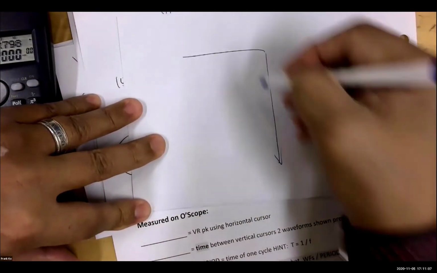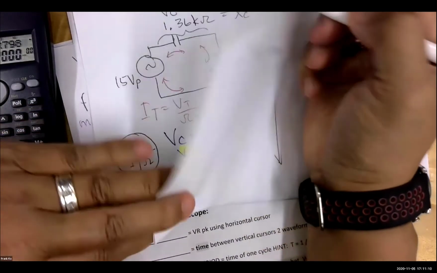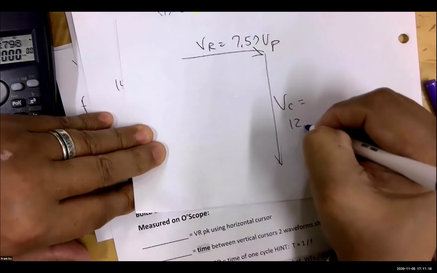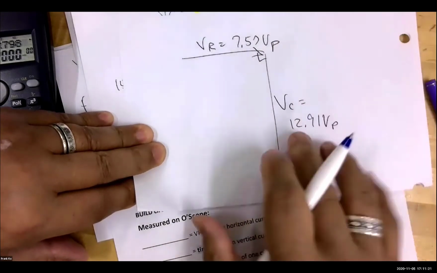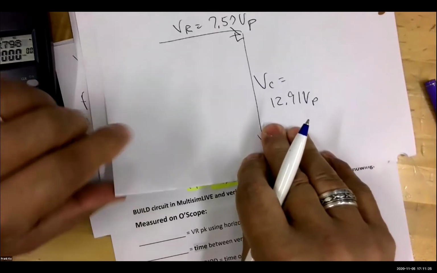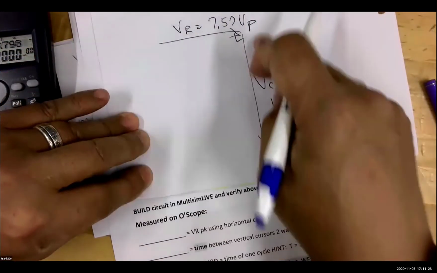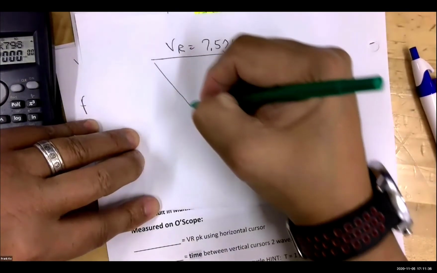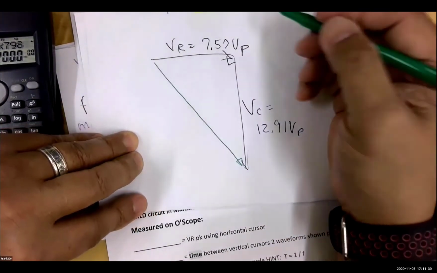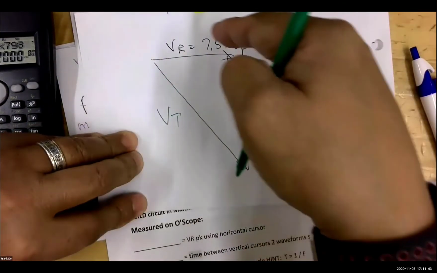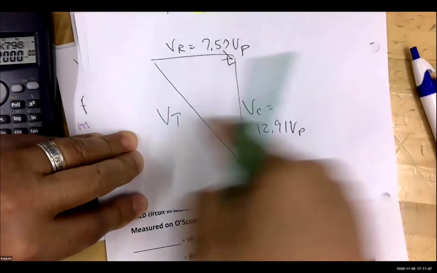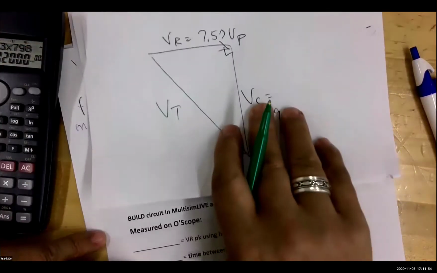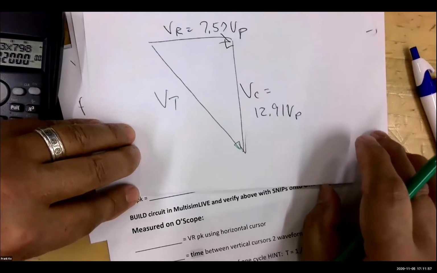We have our VR, which we calculated as 7.57 volts peak. We have our VC, which we just calculated as 12.91 volts peak. Just like the other phasors, the ohm phasors were out of phase with each other, so are our voltage phasors. So if we wanted to add these, we can't just add the numbers together. We have to use Pythagorean theorem. My VT is here. If I use Pythagorean theorem, hopefully they will add up to be my 15 volt source, which is what we started our circuit with. Right there is a 15 volt source.